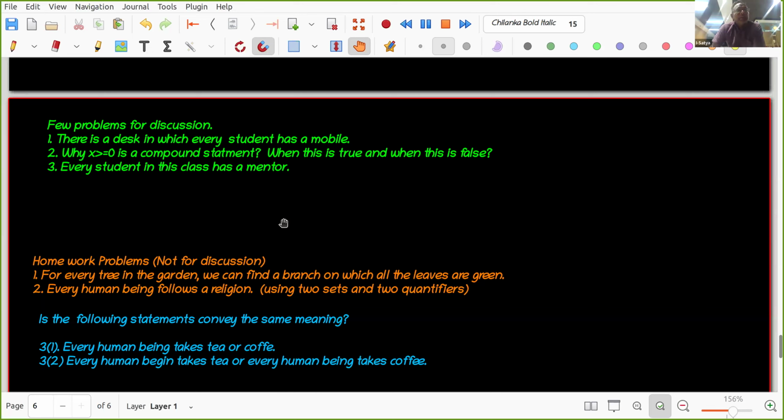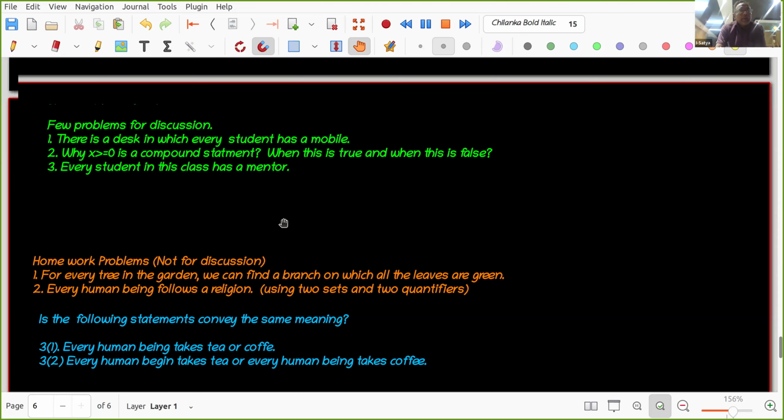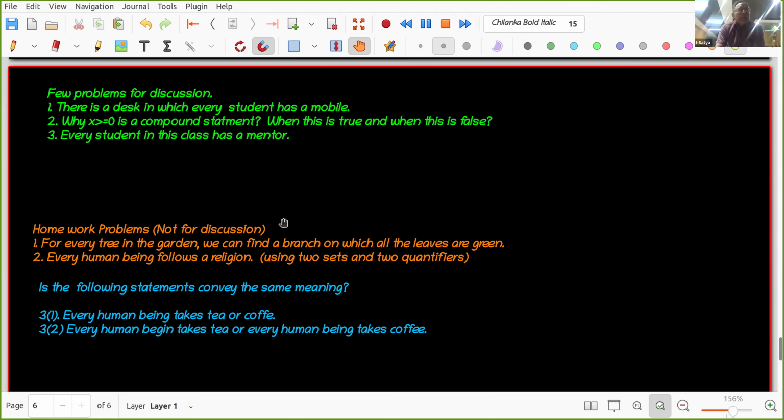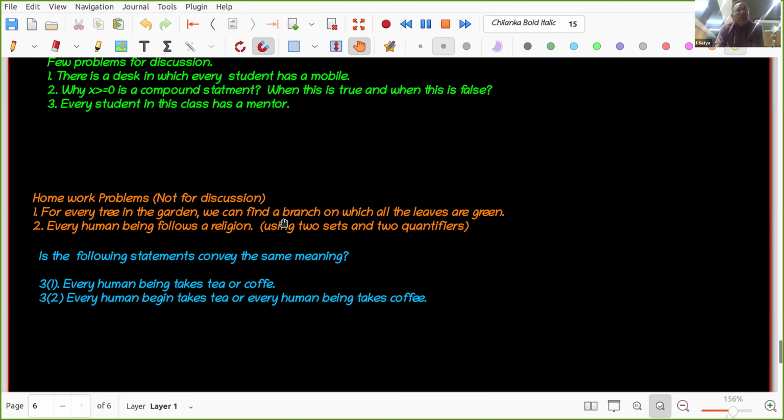Okay. Every student in this class has a mentor. Try to write this using quantifiers, and negate it. The last problems are for homework. Also try the homework problems; if you do not find time, don't worry at all. Just one or two questions only we are telling. Homework problem, not for discussion today.